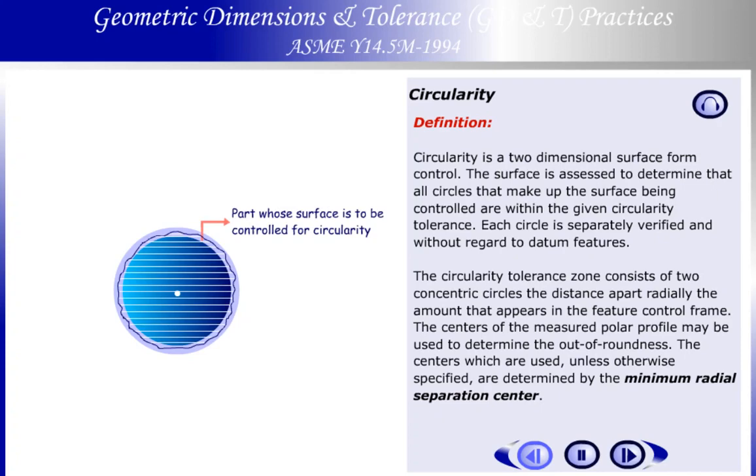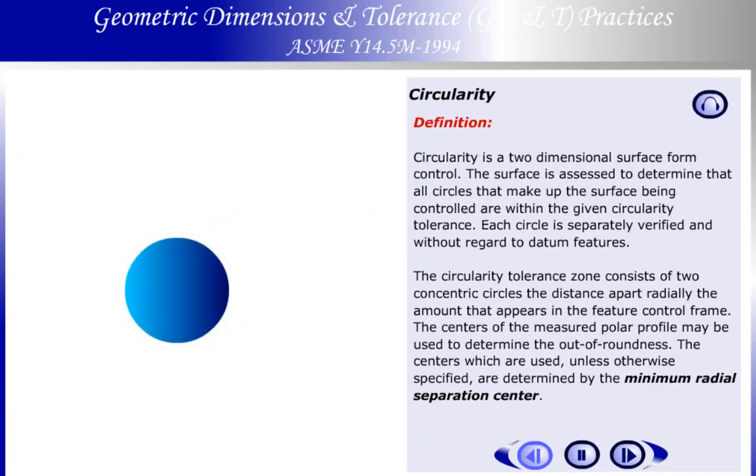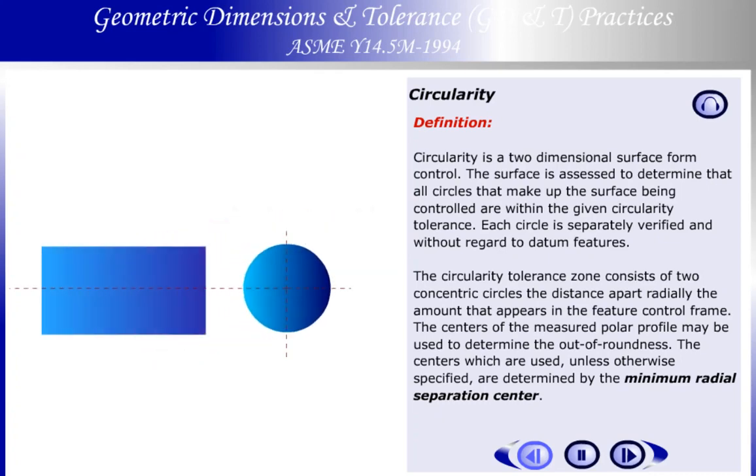The centers of the measured polar profile may be used to determine the out-of-roundness. The centers which are used, unless otherwise specified, are determined by the minimum radial separation center.